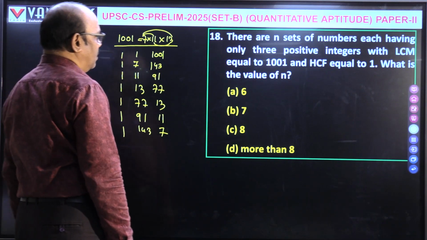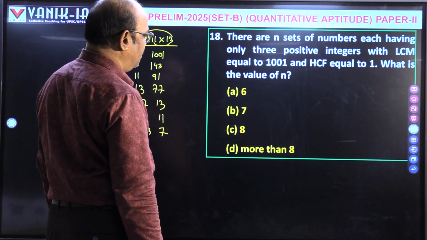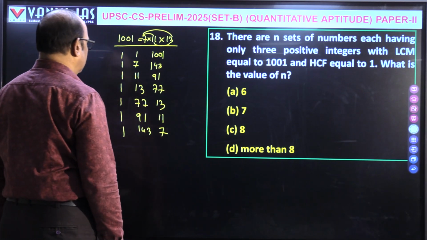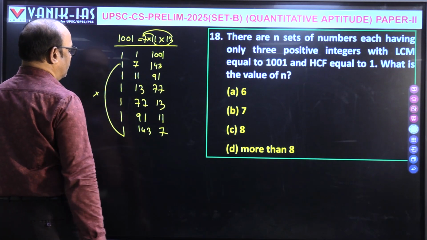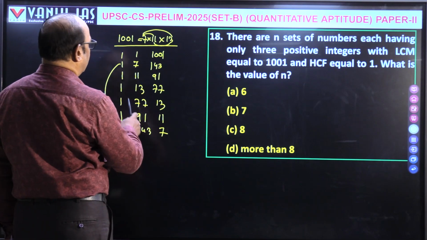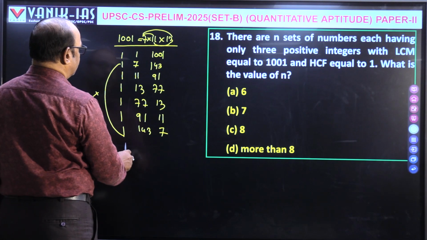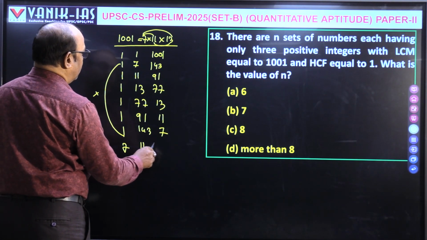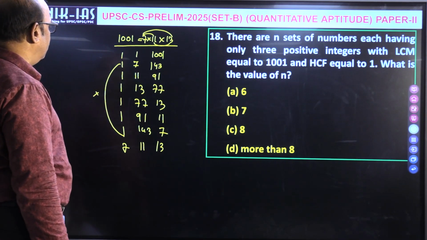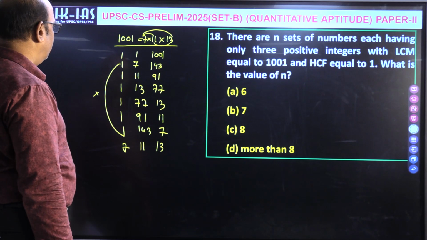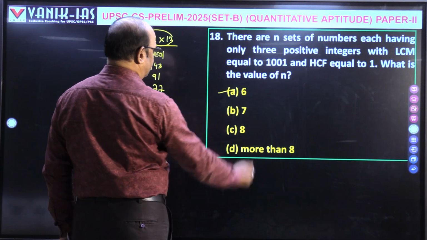N sets of numbers each having only 3 positive integers, LCM equal to 1001, HCF is 1. What is the value of n? So these are the possibilities, but some are repeated. It is the same, so you can cancel it. 1, 143, 7 is common. So the other set is 7, 11, 13. This is also a possibility. So 1, 2, 3, 4, 5, 6. The answer is coming 6.